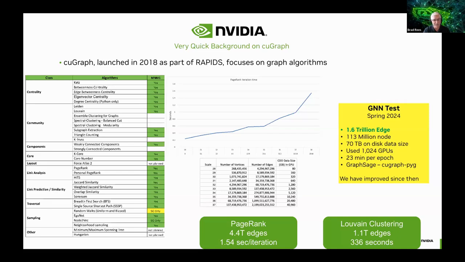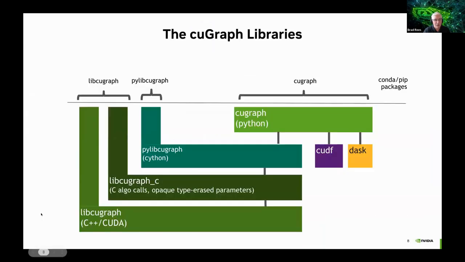Louvain clustering, I think this is the largest attempt at clustering with Louvain. We did 1.1 trillion edges. Recently, we did a test using our GNN tools on 1.6 trillion edges. So we like things that scale, but it goes from very small graphs all the way up to whatever size you need.